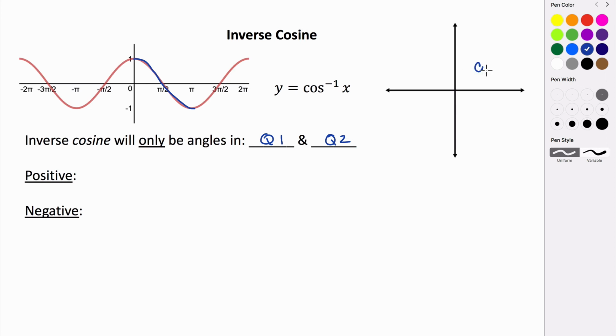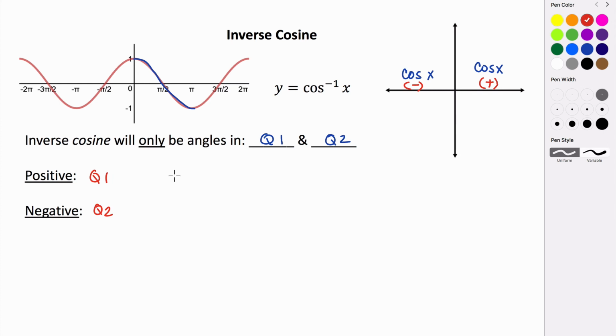So if we think about the cosine, remember the cosine represents the x coordinate in the unit circle. And we know that the x-coordinate in the unit circle is positive in quadrant 1 and is negative in quadrant 2. So when we're evaluating the inverse cosine, if the value is positive, that's going to give us an angle measure in quadrant 1 as a result. If it's negative, it's going to give us an angle measure in quadrant 2.